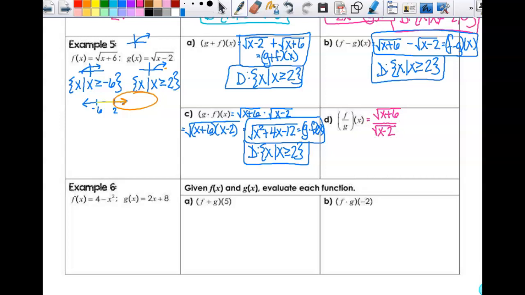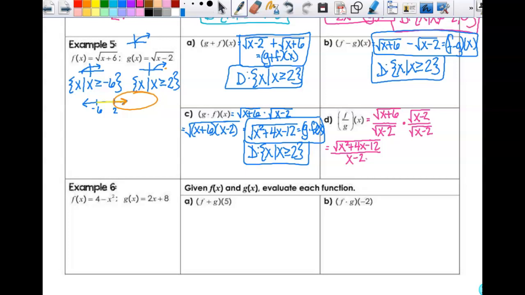I have a square root in the denominator. That's a big fat no-no, so I multiply by the square root of x minus 2 over the square root of x minus 2. In the numerator, when I multiply these two together, that's what I just did over here, so I know that the numerator has to be the square root of x squared plus 4x minus 12, and then the denominator is going to be 2.